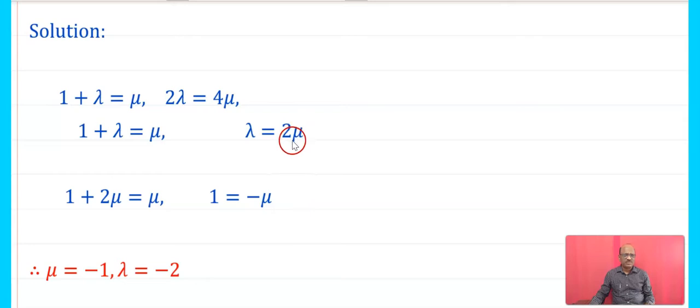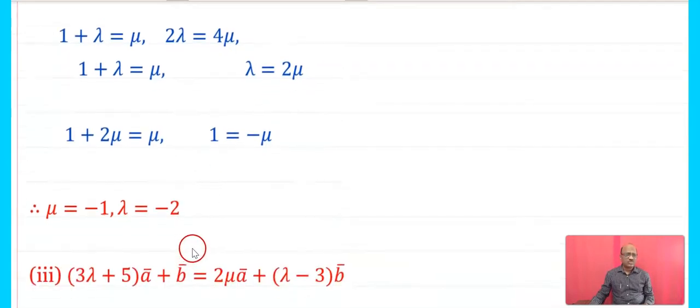If you substitute the value, that is lambda is equal to 2 mu, then you will get 1 plus 2 mu is equal to mu, and then you will get 1 is equal to minus mu, and hence mu is equal to minus 1. Therefore lambda, if we substitute here mu as minus 1, then you will get lambda is equal to minus 2, and it's very simple.